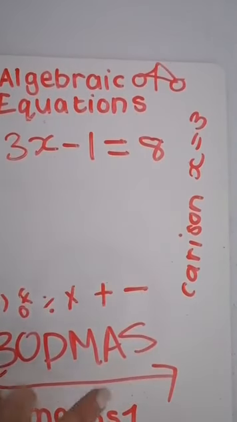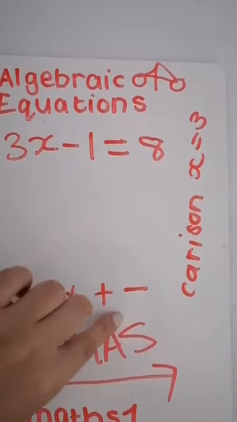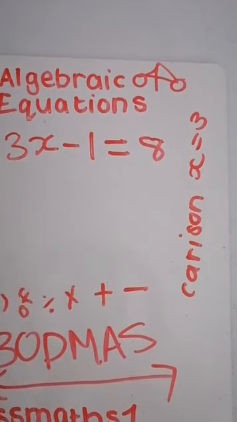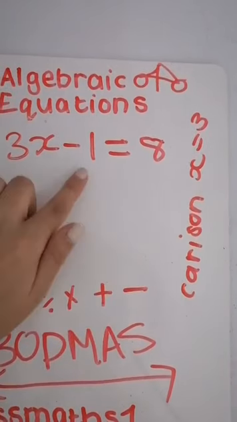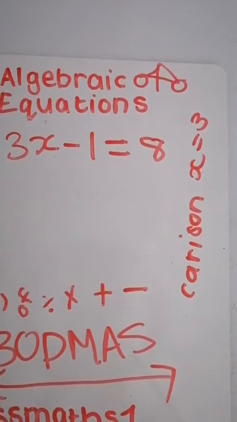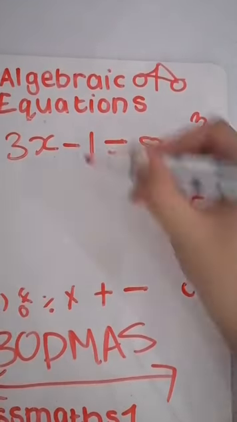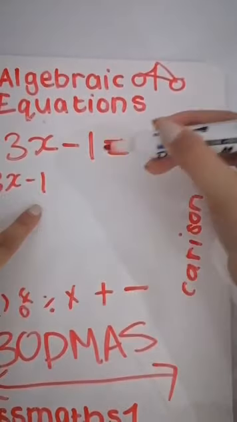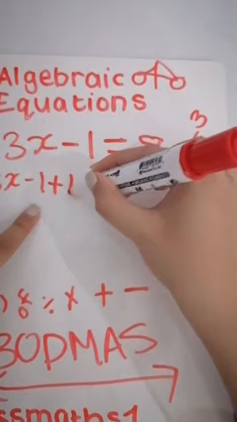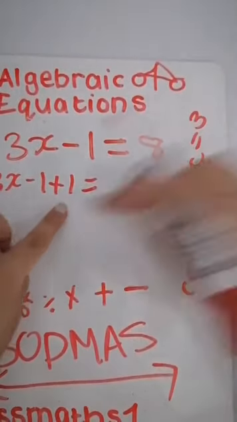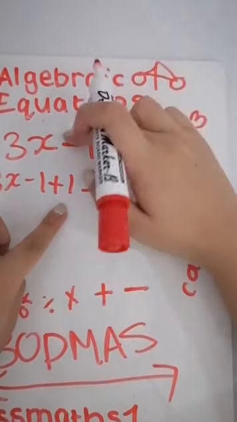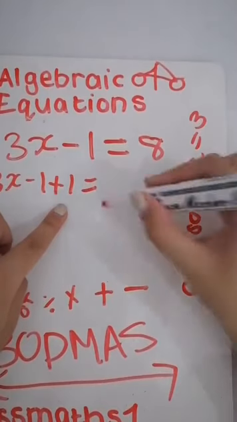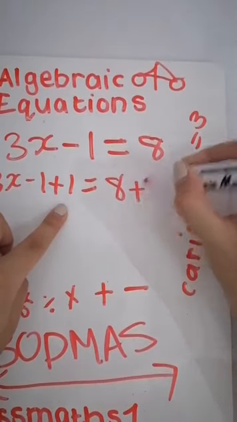So we're going to start off by dealing with the subtraction. And hey, look at that, there's a subtraction over there. So to get rid of the subtraction by 1, we are going to do addition by 1. Opposite operation, remember? We've got 3x minus 1. To get rid of minus 1, I'm going to add 1. But remember the scale? What you do on the one side, you need to do to the other side as well. So we've got 8 plus 1.